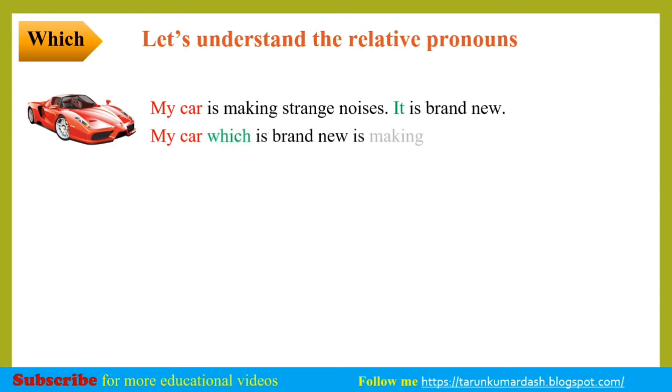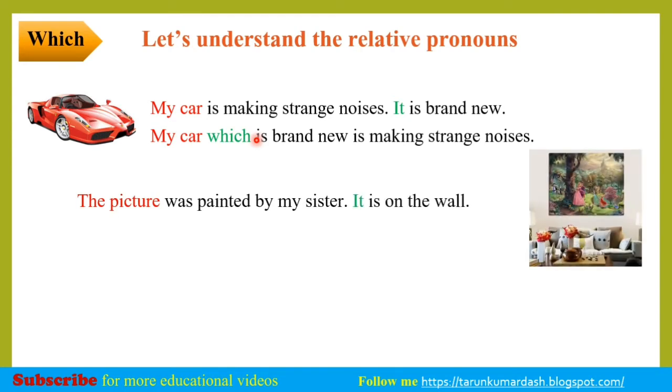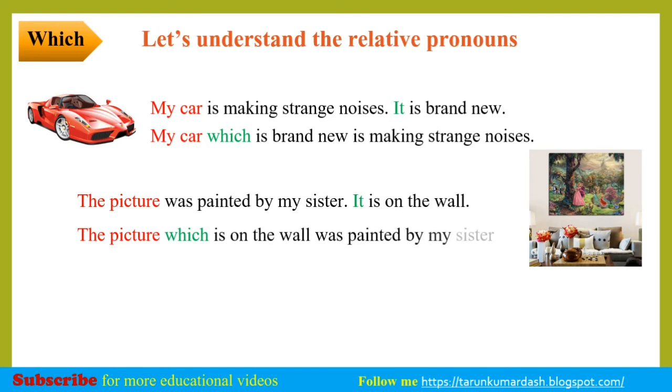My car, which is brand new, is making strange noises. Here, you can say that this is the non-essential information, it is brand new. So we are using here which. The picture was painted by my sister. It is on the wall. So here the location, it is on the wall, and the picture was painted by my sister, which is on the wall. So we can use here, the picture which is on the wall was painted by my sister.